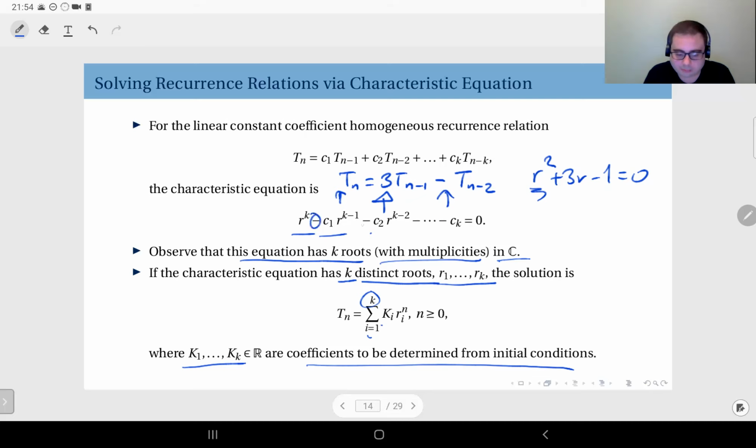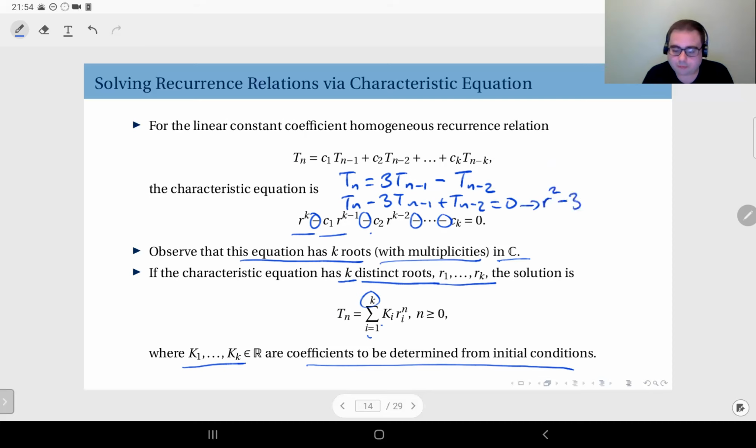You see we have minuses here because you actually put them to the left-hand side. So an easier way to see this is you just write this as Tn minus 3 Tn minus 1 plus Tn minus 2 equals 0. And from this, you can simply write the characteristic equation as r squared minus 3r plus 1 equals 0. Okay, so be careful about the signs. That's the first warning, let's say.